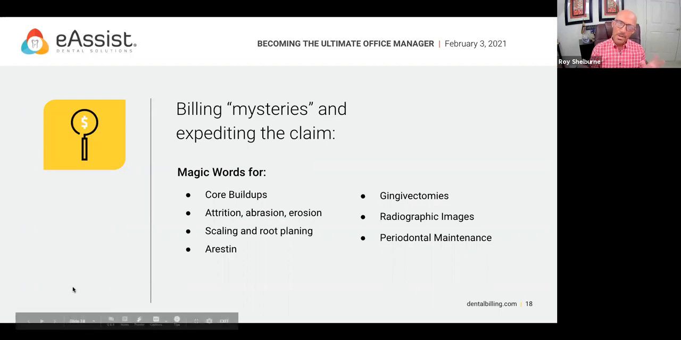So those are just little nuances you might be aware of, to be able to address those and not miscalculate what the insurance is going to pay for or not provide them the documentation they need.